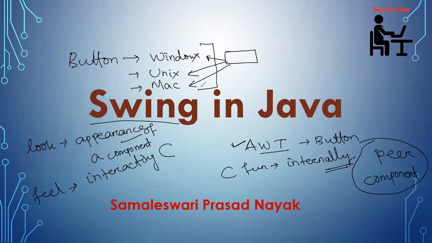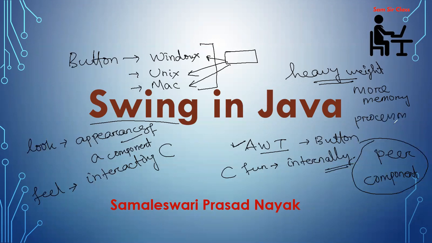Clear? So the programmer is not sure how it will look on a particular system, because the appearance changes from system to system. Now the third issue is that AWT components are heavyweight. What is the meaning of heavyweight? It means the components take more system resources, like more memory and more processor time. So these are the three drawbacks: pure component, look and feel, and system dependency, along with heavyweight, or more memory and processor time.